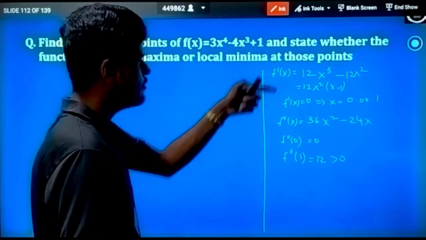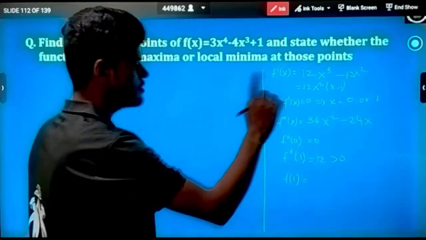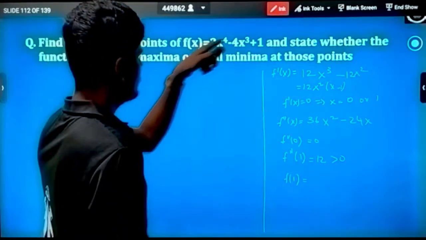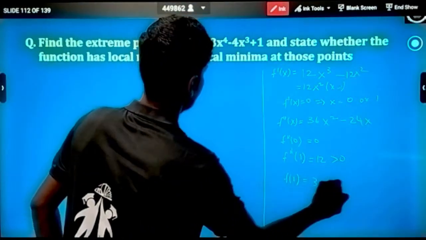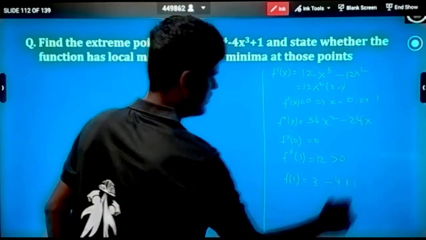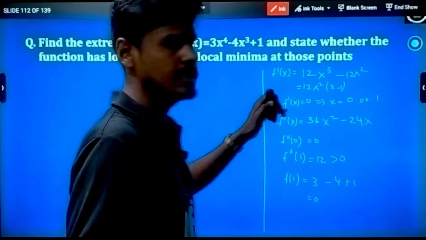So we have to find f of 1. F of 1 is the point of minimum and this function has no maximum. So f of 1, substituting 1 in f of x, is 3 minus 4 plus 1. The value is 0. So this is the understanding.